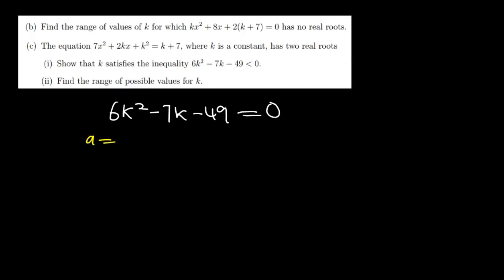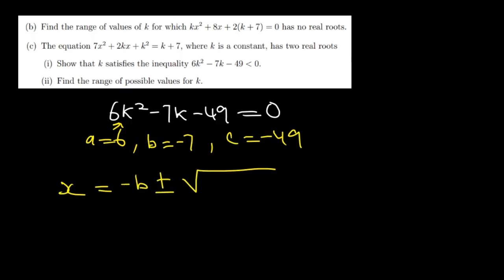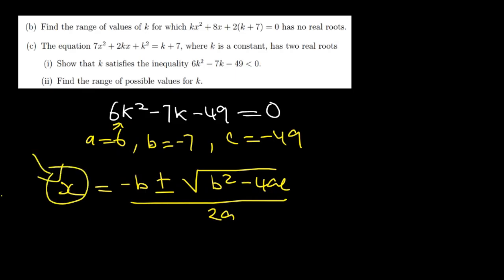So we are going to say a is equal to 6, the coefficient of the variable that is squared, and then b is equal to minus 7, and c is equal to minus 49. So let's now use the quadratic formula. You remember, it is given by x is equal to minus b plus or minus the square root of b squared minus 4ac, divided by 2a. In this case we're not dealing with the variable x, so where there's x there, I'm going to put a k, because that quadratic equation is in terms of k.